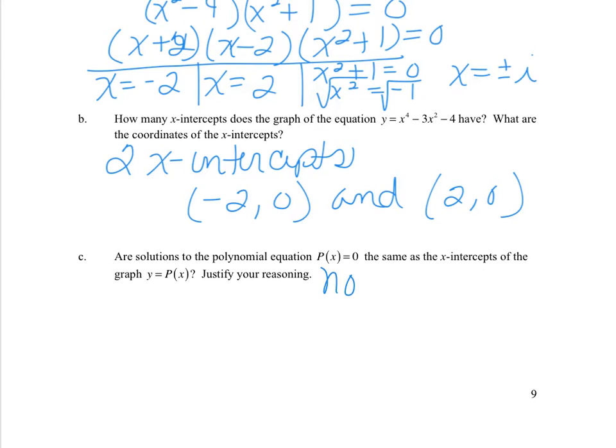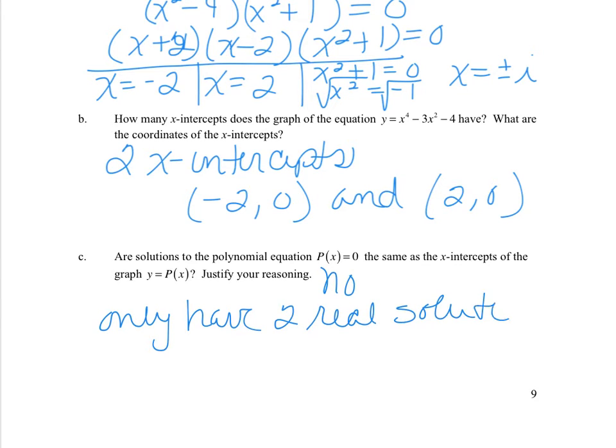And the reason they're not is because we only have 2 real solutions. And only the real solutions will show up graphically. All the solutions will always show up algebraically. So it's always important to make sure that you have all your solutions. If you can't find them all graphically, that means you're going to have to do it algebraically. All right, with that being said, let's go on to the next page, the next problem.